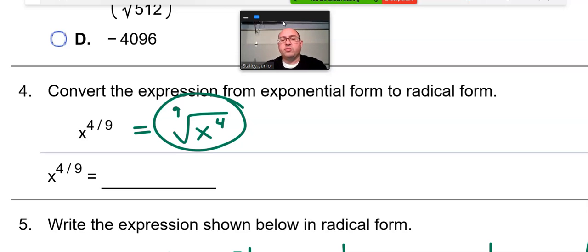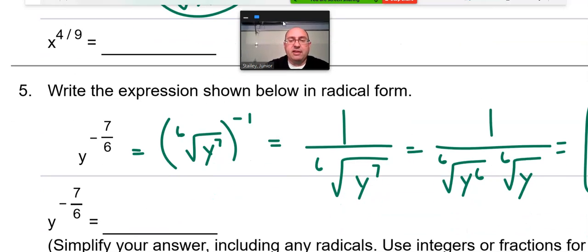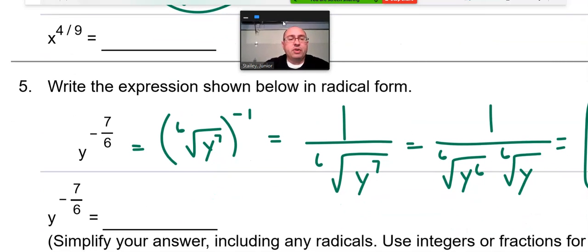Convert the expression from exponential form to radical form. Okay, simple, straightforward, nothing hard about that, right? You get the powers of 4, you get the roots of 9. Not much you can do different. I mean, that is the answer, folks. It's not complicated when you ask a question like that. Well, write the expression below in radical form.